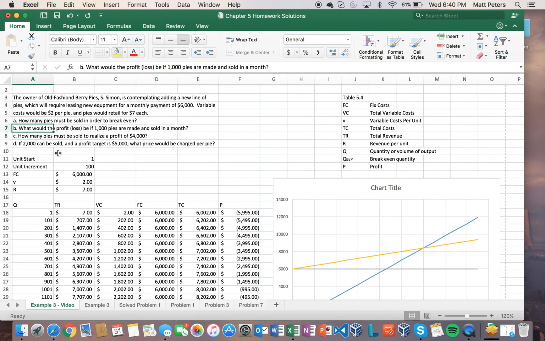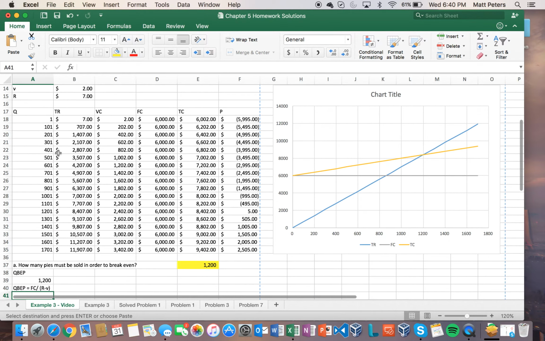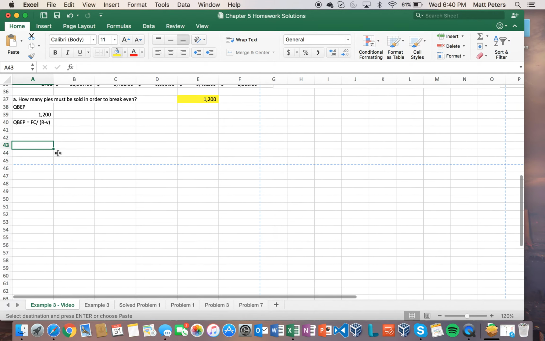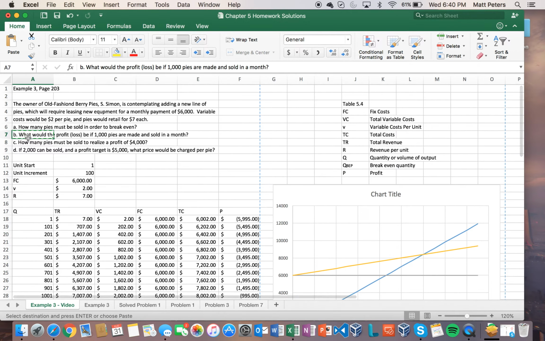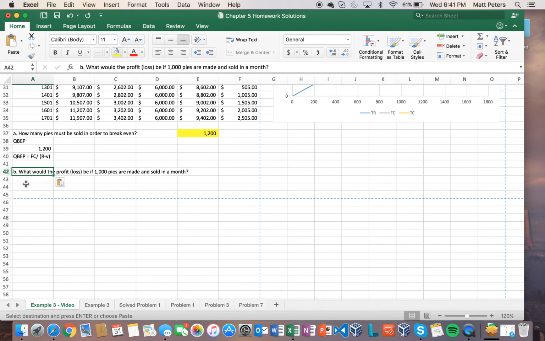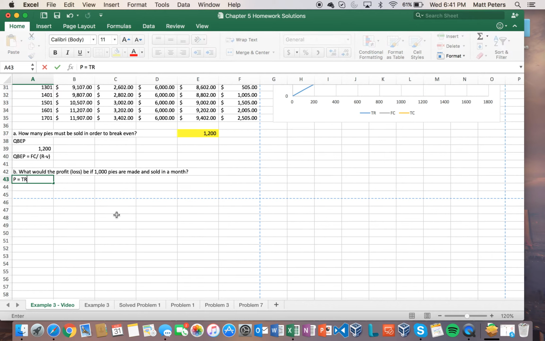Okay, question B. What would be the profit or loss if 1,000 pies are sold a month? Copy and paste. What would be the profit or loss if 1,000 pies were sold a month? So we know that our profit equals our total revenue minus our fixed cost minus our variable costs.